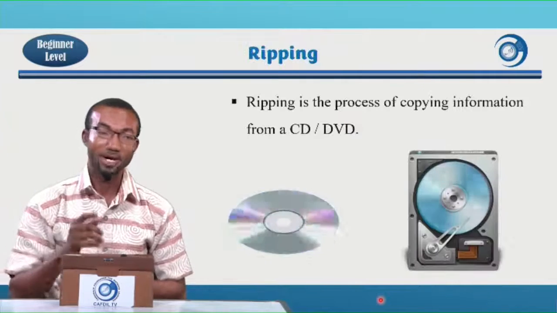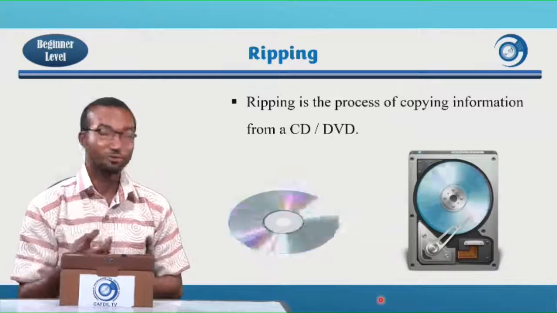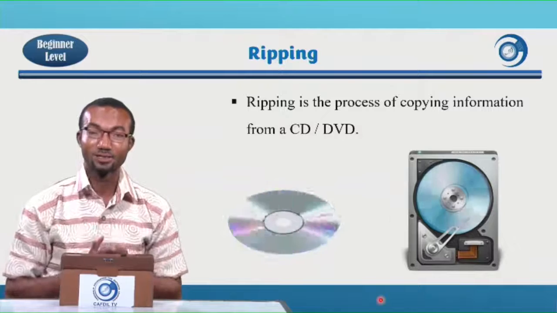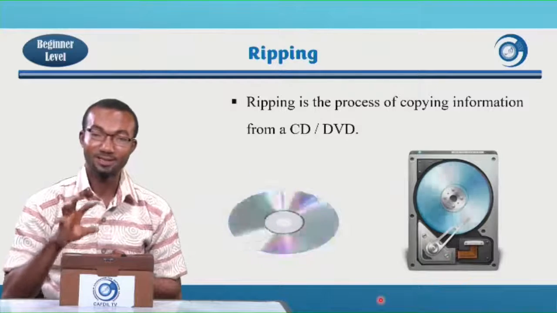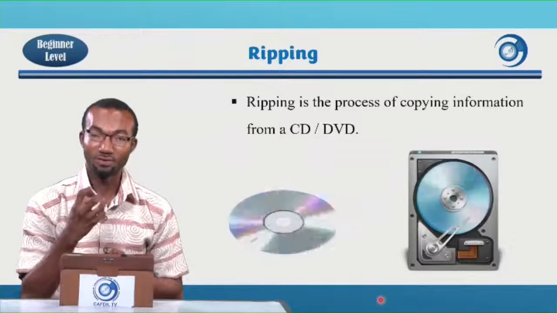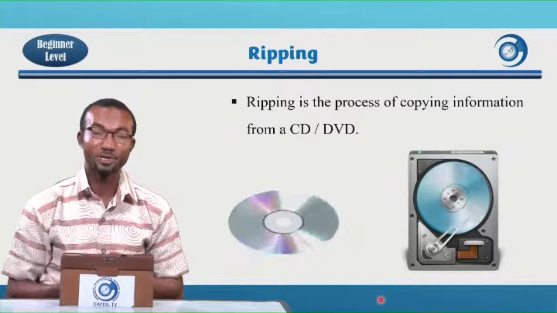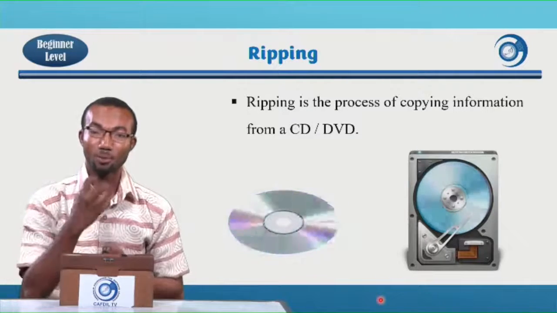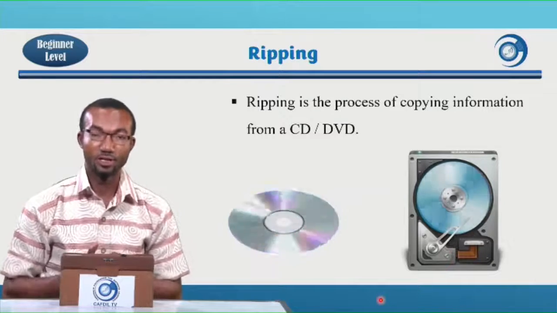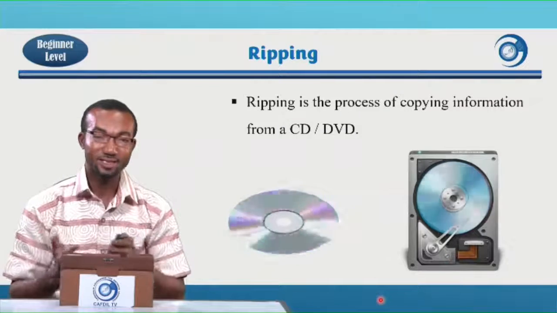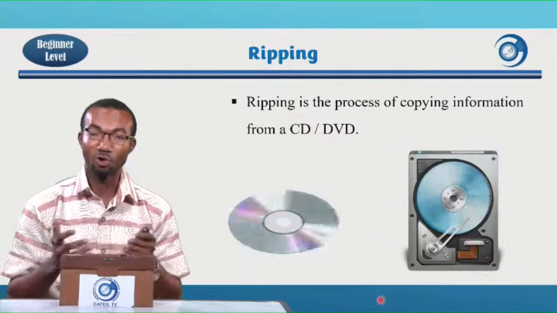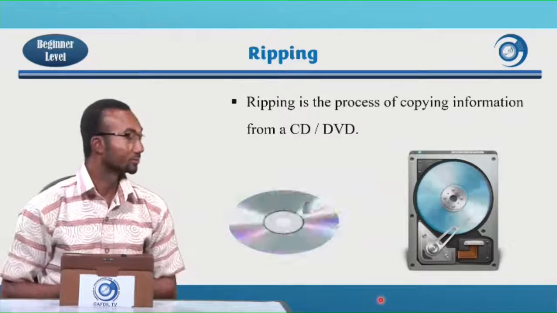Ripping. When we talk about ripping, ripping is the process of copying information from a CD or DVD, that is optical disc. So this also pertains to optical disk. When I'm copying information from a CD or DVD or Blu-ray, I'm ripping information from that disk. So burning and ripping relate more to optical disk. Good.